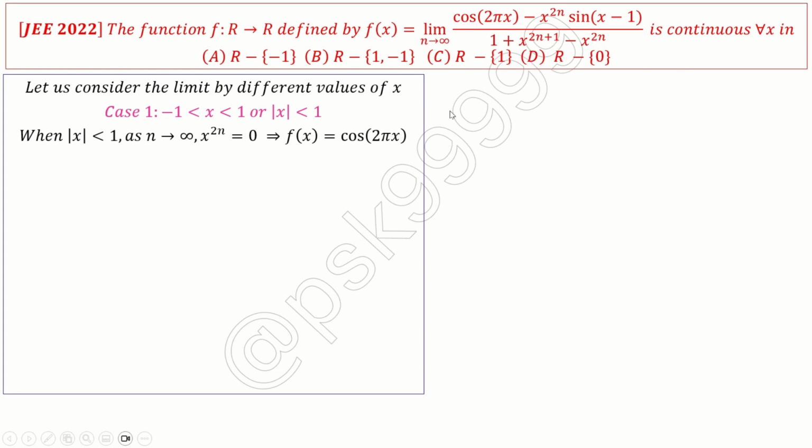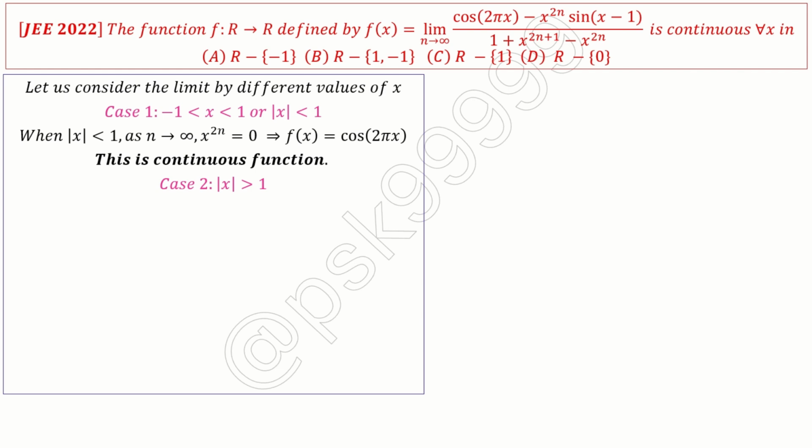So I am left with cos 2 pi x. Correct? Cos 2 pi x divided by 1. This is my f of x. Okay, now I know that this is a continuous function. Correct? Cos is a continuous function, so this is a continuous function. Fine. So for modulus x less than 1, I am done.